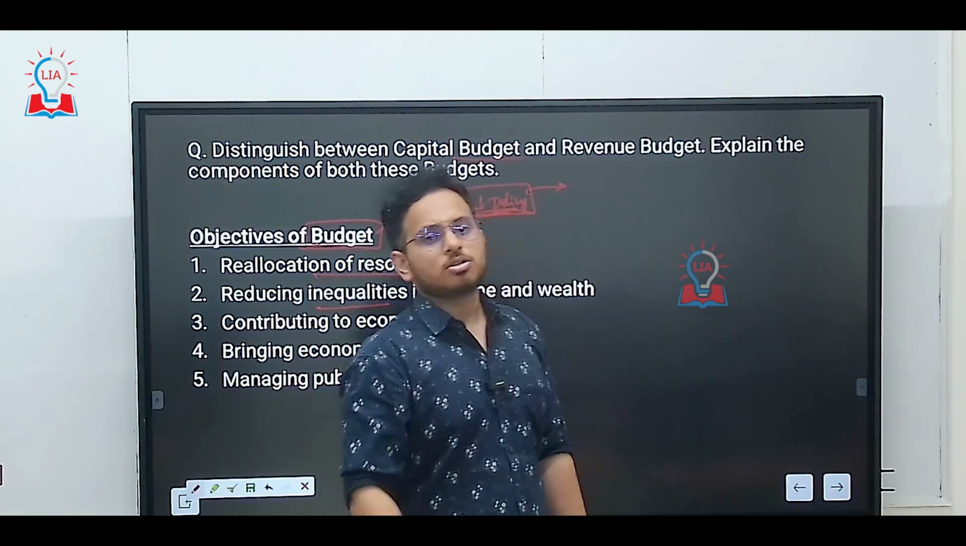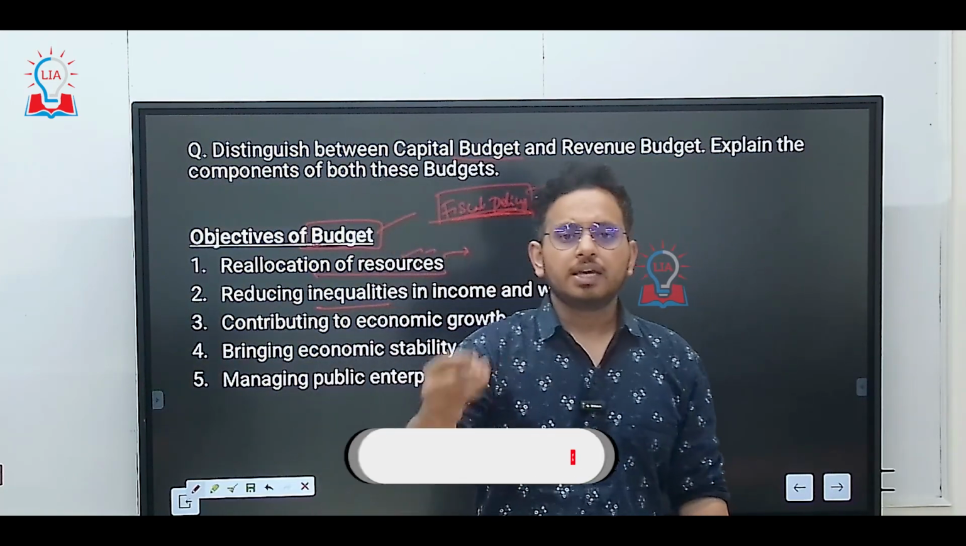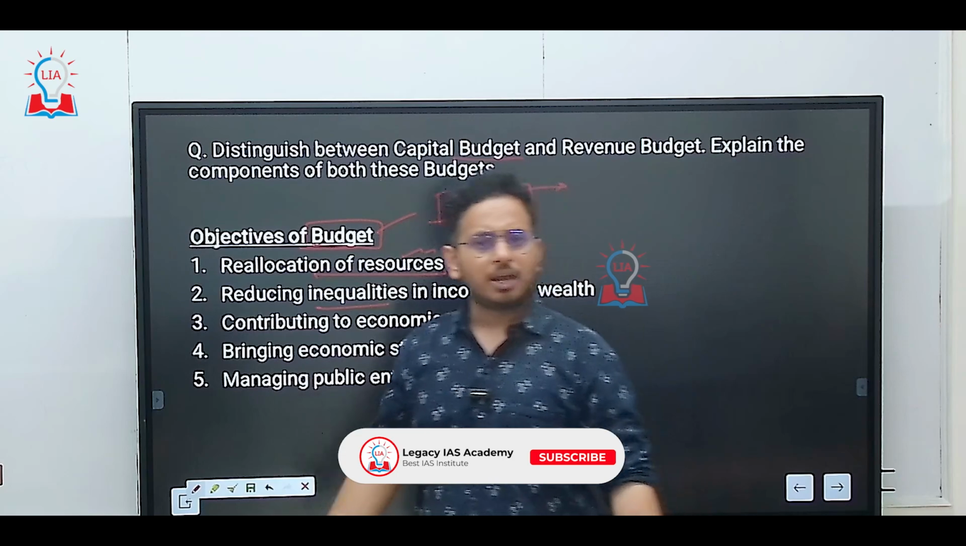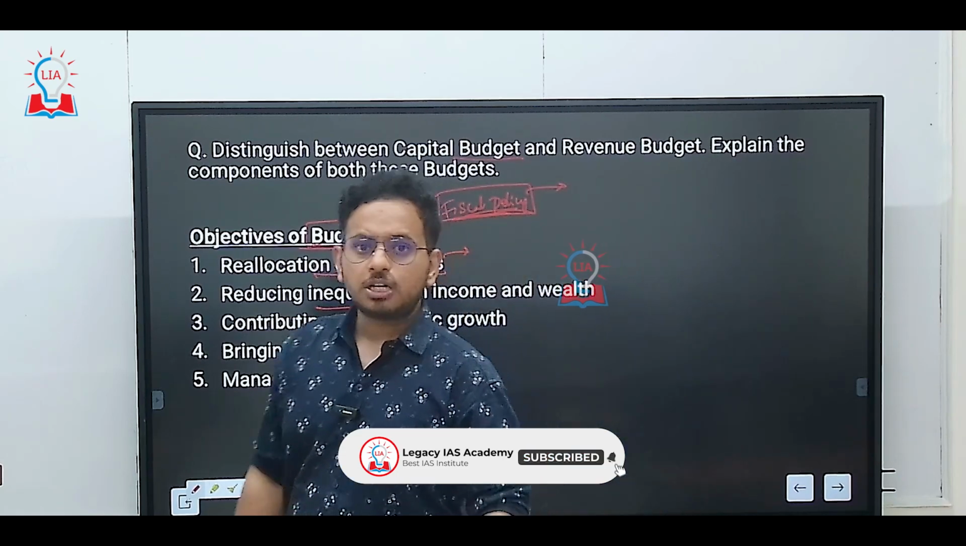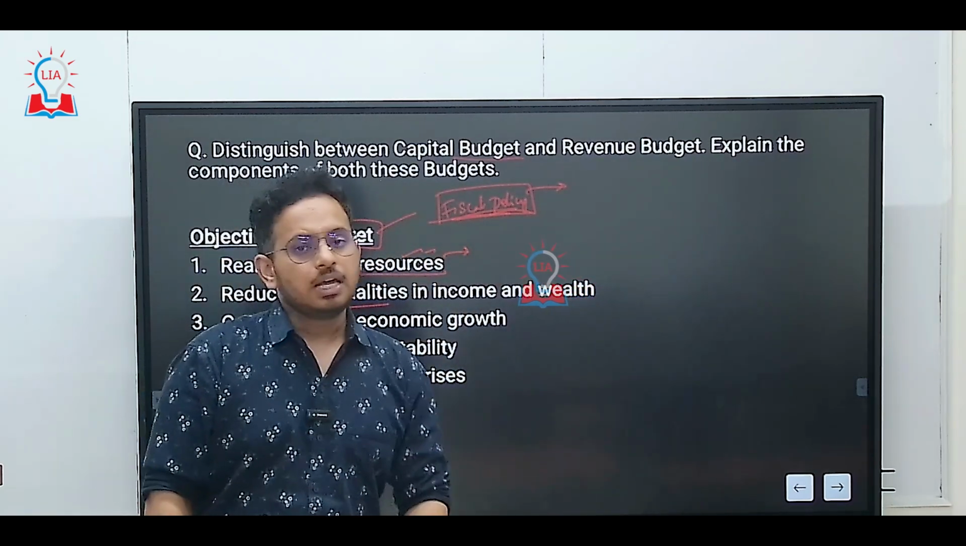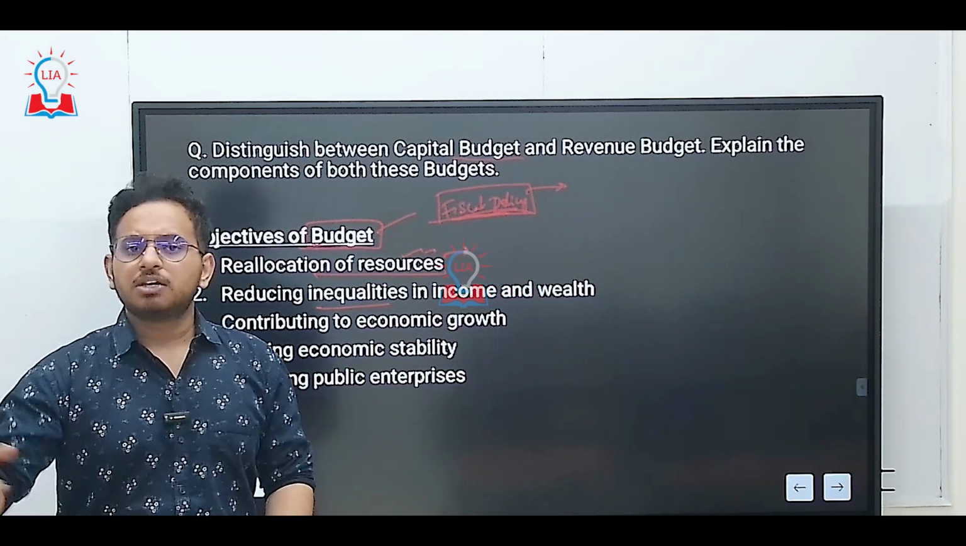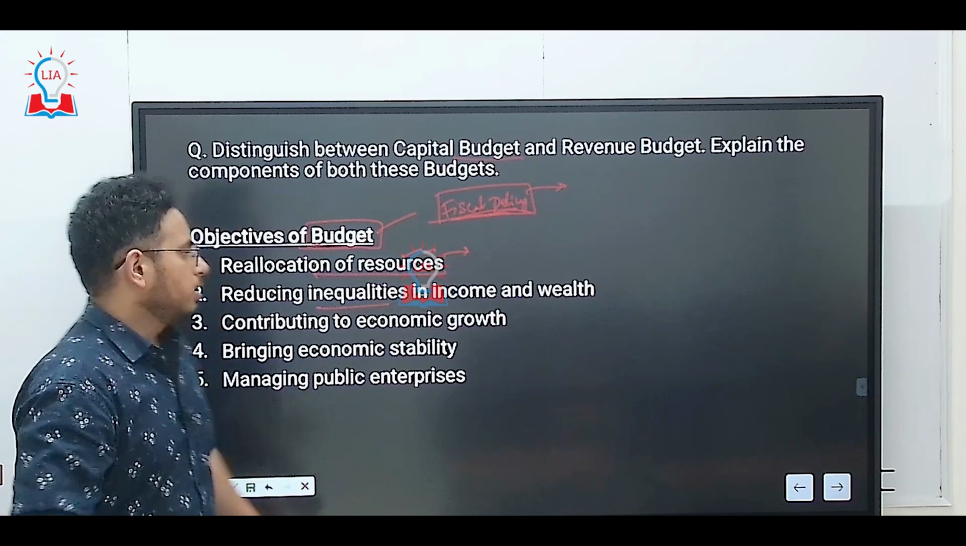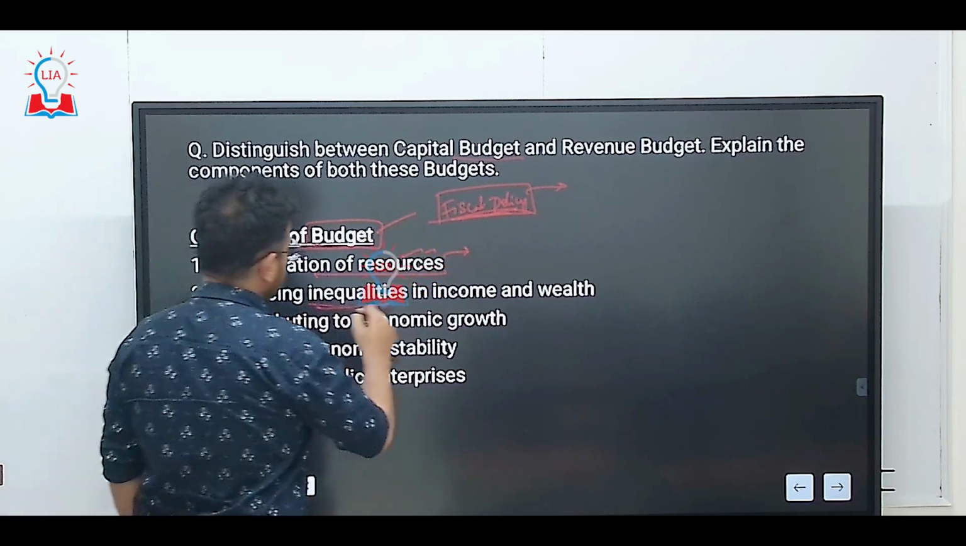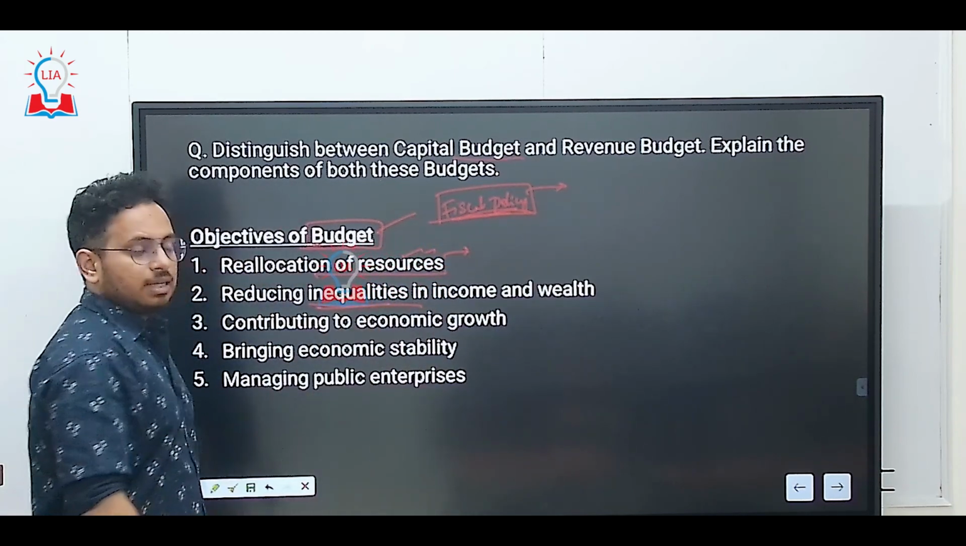See, budget is a process that ensures fiscal or financial equality, and the aim of the budget is to reduce income inequality. So during the budget, in the form of taxes, the government takes money from the rich and gives it to the poor, and this is the second important objective of the budget: reduction in inequality.